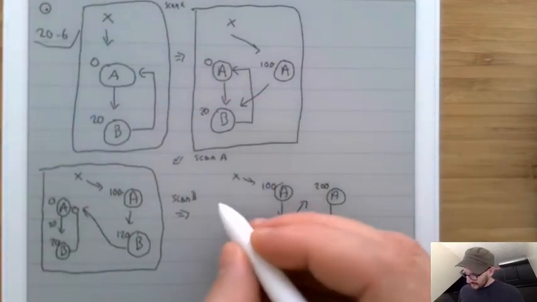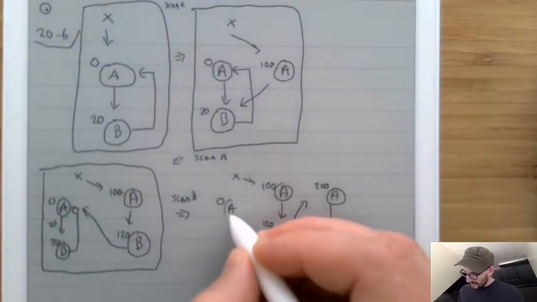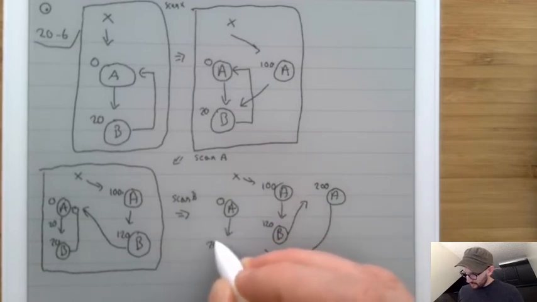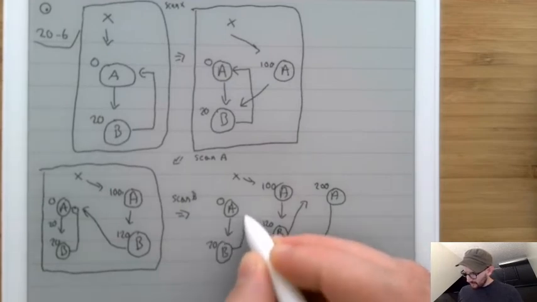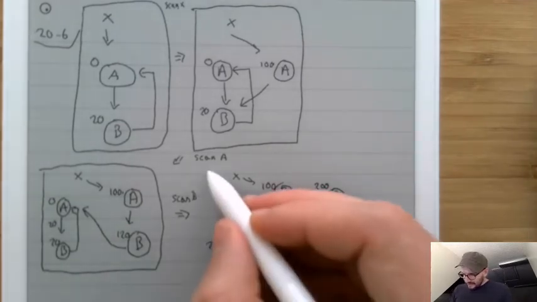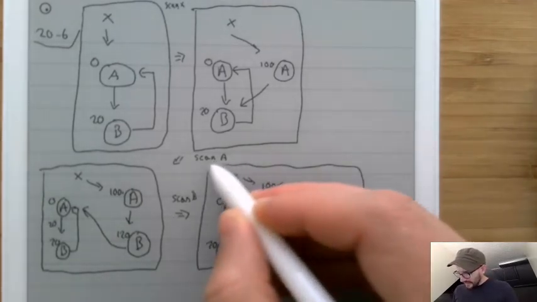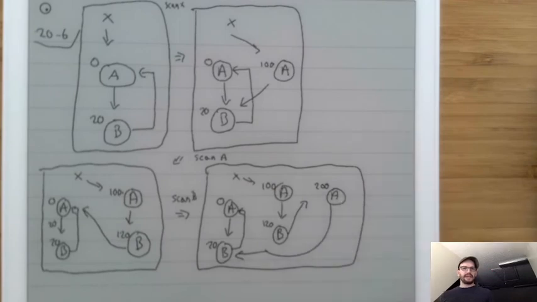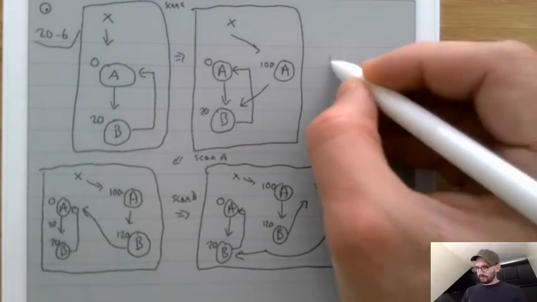These objects still exist. This A is pointing to B, which is pointing to A, and this thing is going to point to that. And what's going to happen is that we're just going to keep making copies of A and B over and over again. Okay, so this obviously is wrong.